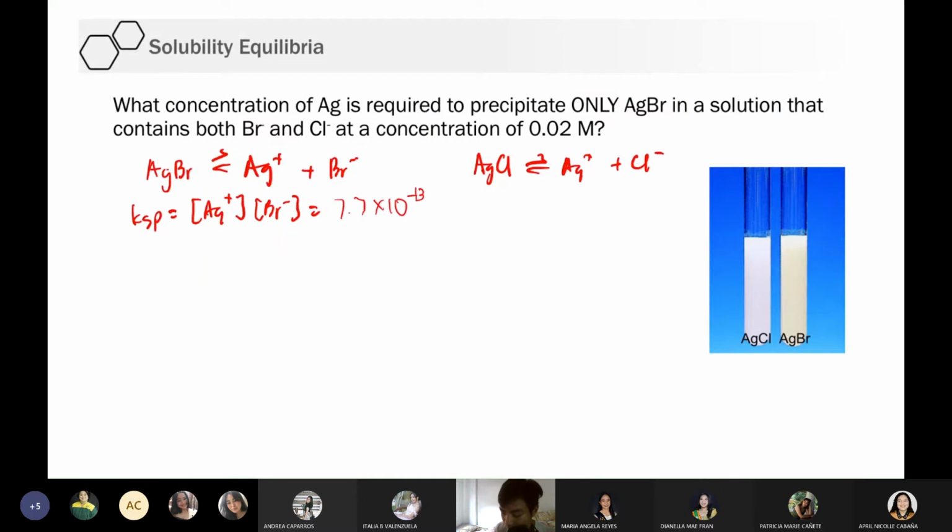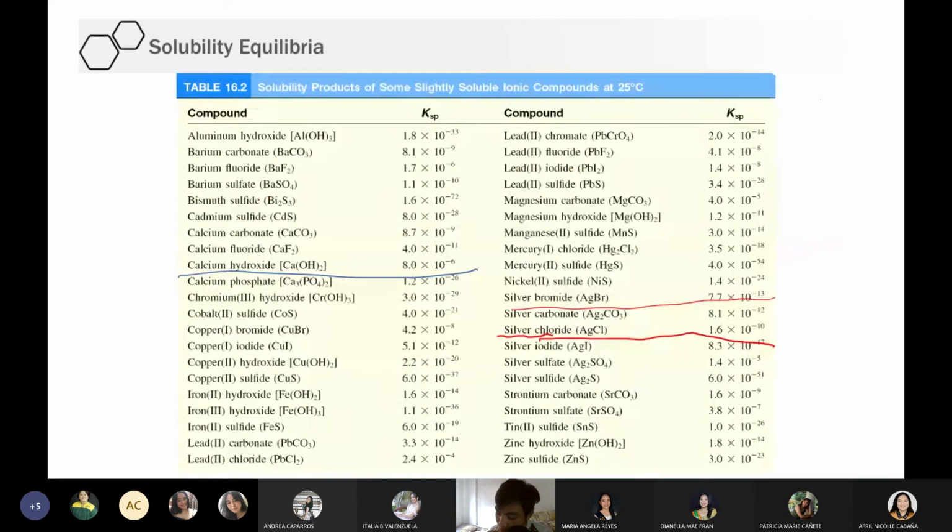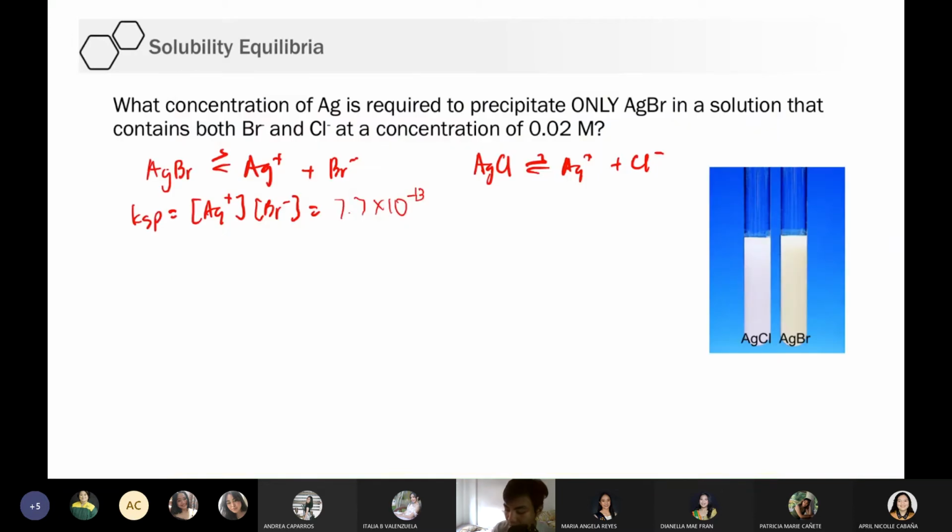Sorry, negative 13. 7.7 times 10 raised to negative 13 for AgBr. And for AgCl, that's 1.6 times 10 raised to negative 10. So Ksp equals 1.6 times 10 raised to negative 10 for AgCl.